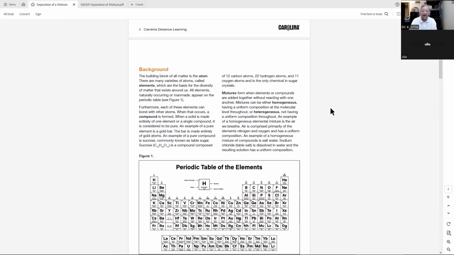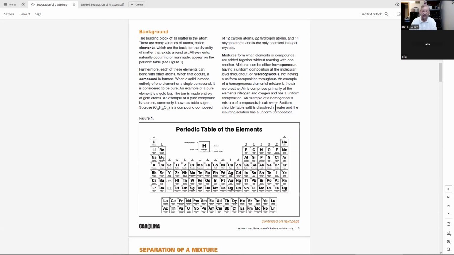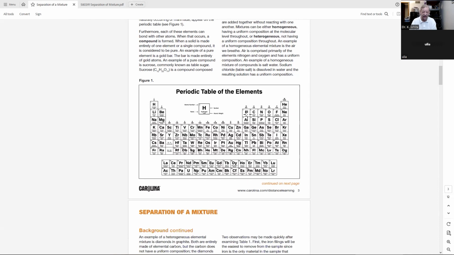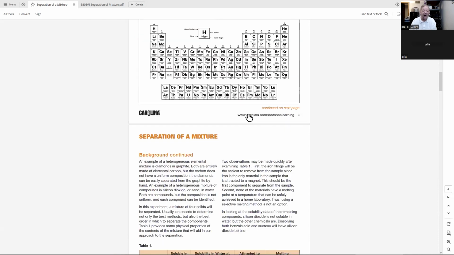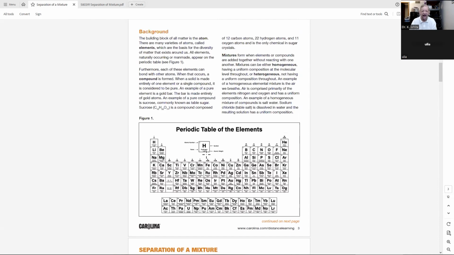And if you take, and I've used this one too, salt and water, or I've used sugar and water. Now, heterogeneous, and I use this, they don't have it here.